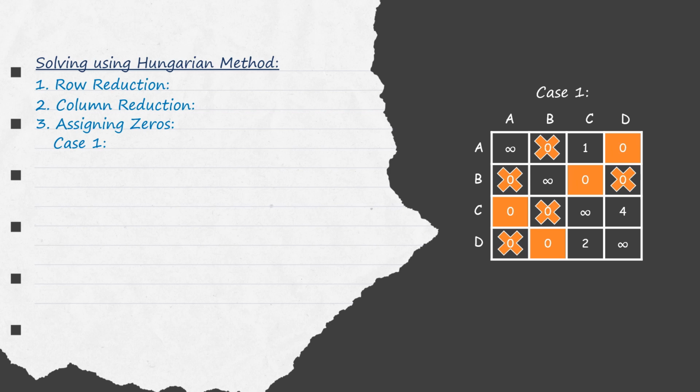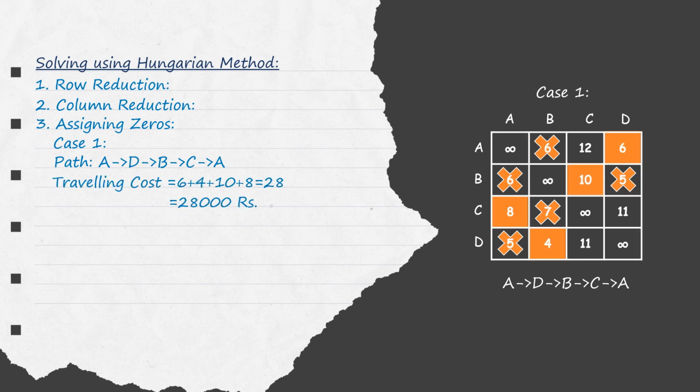After the assignment, we need to check whether all the cities are traversed or not. So we can see that from city A, we move to city D, from city D to B, from B to C, and from C back to A. Thus, in this case, each city is traversed only once except the origin city A. As there are no loops or subloops in our case, this means the optimal route is obtained. That is A, D, B, C, A. Thus, the cost associated with the route is 28,000 rupees, and the goods will be delivered from Surat to Indore, Indore to Mumbai, Mumbai to Jaipur, and from Jaipur back to Surat.